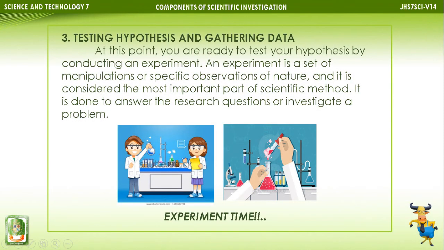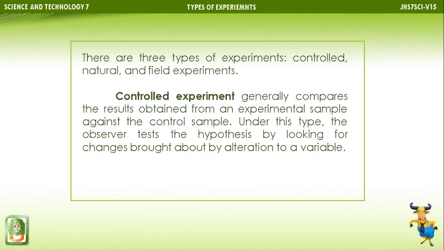3. Testing hypothesis and gathering data. At this point, you are ready to test your hypothesis by conducting an experiment. An experiment is a set of manipulations or specific observations of nature, and it is considered the most important part of scientific method. It is done to answer the research questions or investigate a problem. There are 3 types of experiments: controlled, natural, and field experiments.